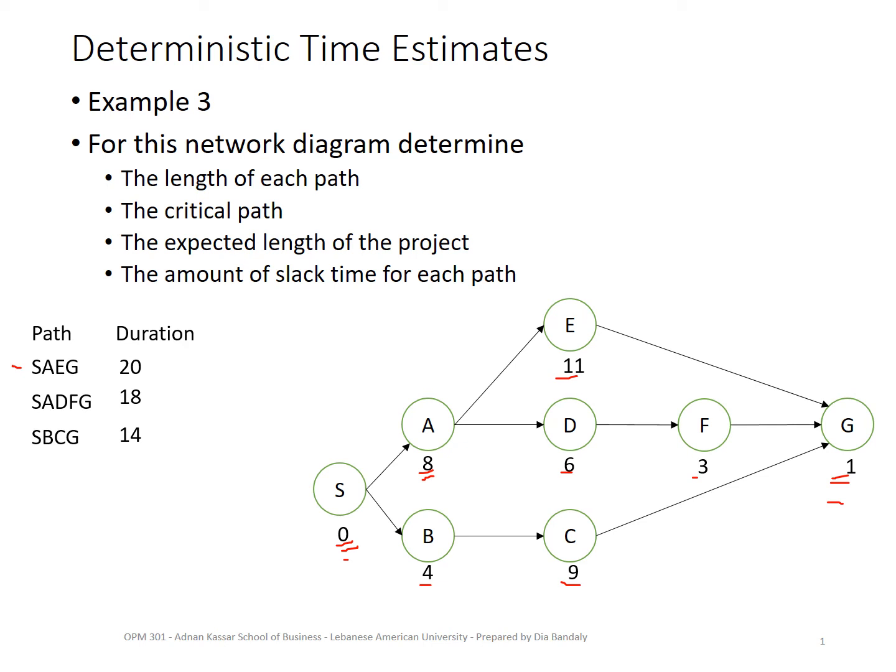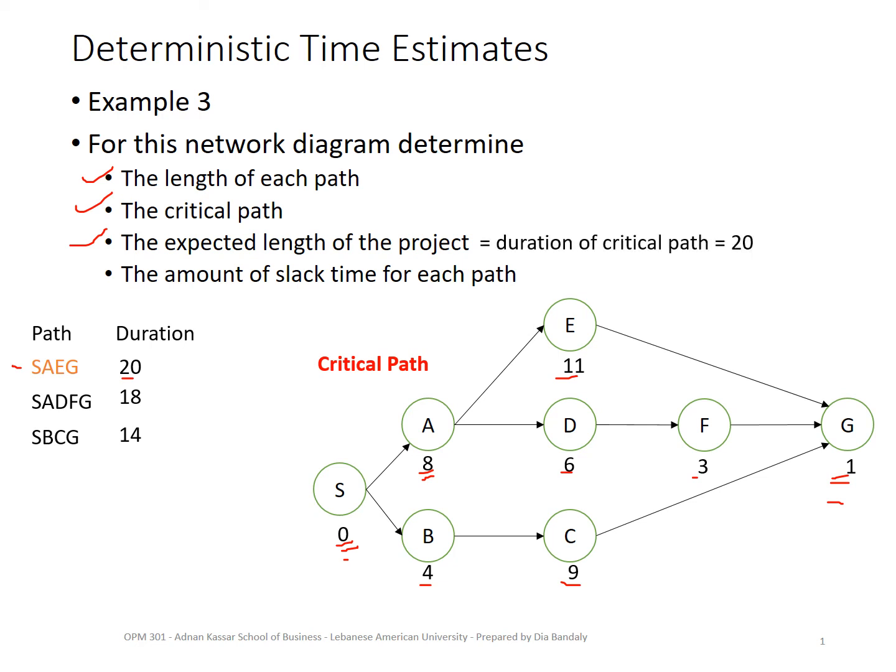Now, second question, what's the critical path? By definition, the critical path is the path with the longest duration. We can see here that SAEG has a duration of 20, which is longer than the others. So this is my critical path. Next, the expected duration or length of the project. We have discussed that the project duration will be nothing but the duration of your critical path. So that's it, it's 20.